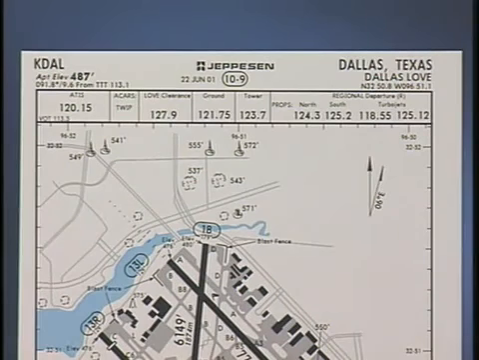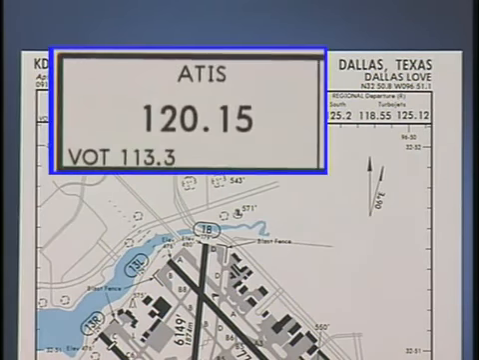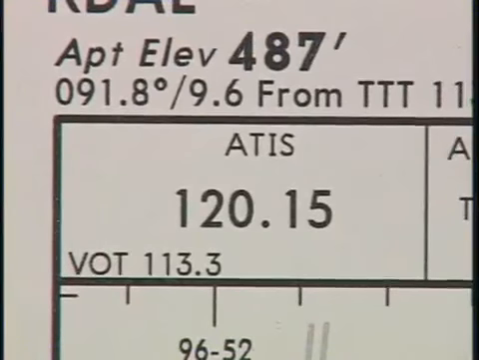The next section on the chart is the communications row. This design is similar to the one found on the approach charts in that all frequencies are shown in the order in which they are most commonly used. In this case, they are shown in the order used for departure.